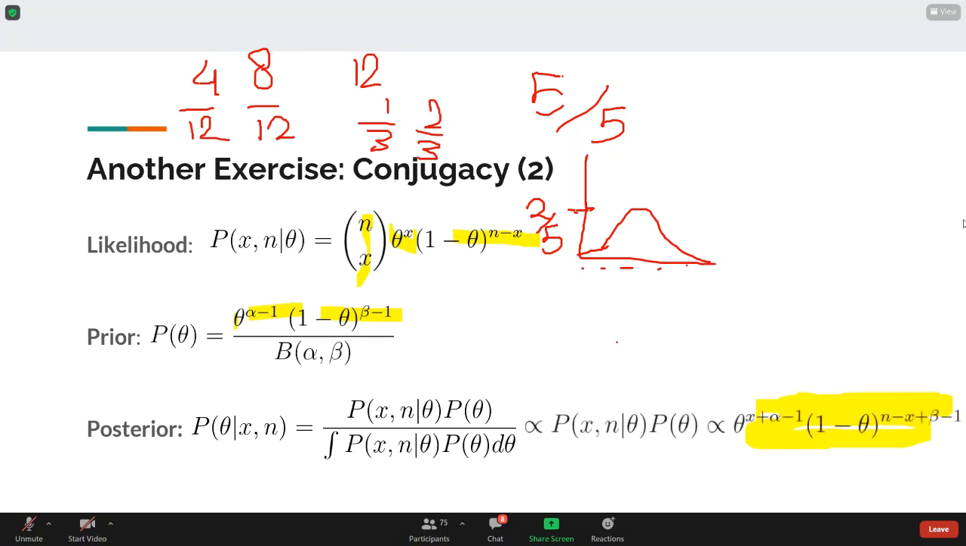Yeah, okay, so the next step is this. Sorry for the P over there. But we can, again, take the proportional step and say that's proportional to this theta times this theta, and we can add the powers, but we don't need these terms because they're just normalization constants. Okay, and then we can rewrite this part.